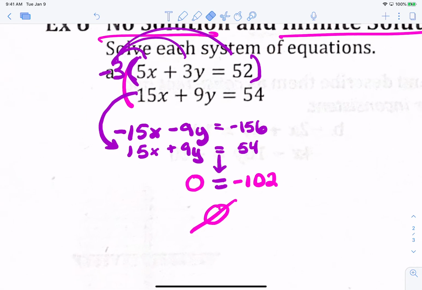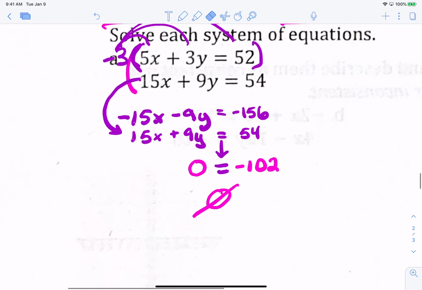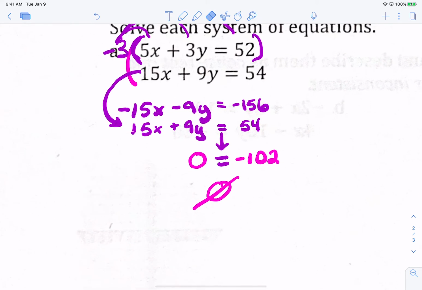So what would these look like if you were to graph those two lines? Parallel. They would be two parallel lines. Does that make sense? No solutions. So when you're doing substitution or elimination, if you get to something where you don't have an x or a y anymore, it's because everything crossed out and you have something that's no solutions.